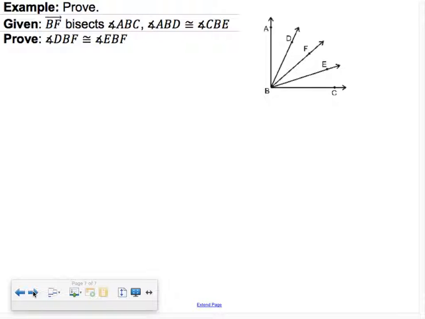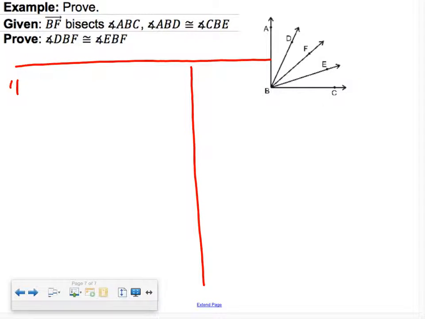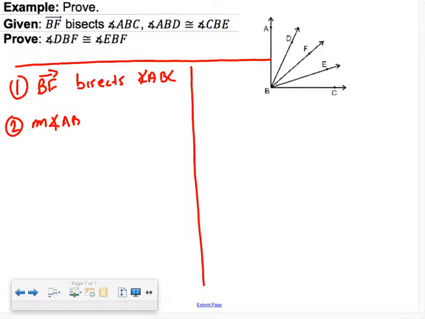All right, this next one is a lengthier proof. It's going to have about 10 steps to it. I'm going to list out what those steps are, and I'm going to have you guys see if you can determine what the reasons are. First line, ray BF bisects angle ABC. Line 2, the measure of angle ABF is equal to the measure of angle CBF. The reason for that would be definition of angle bisector.